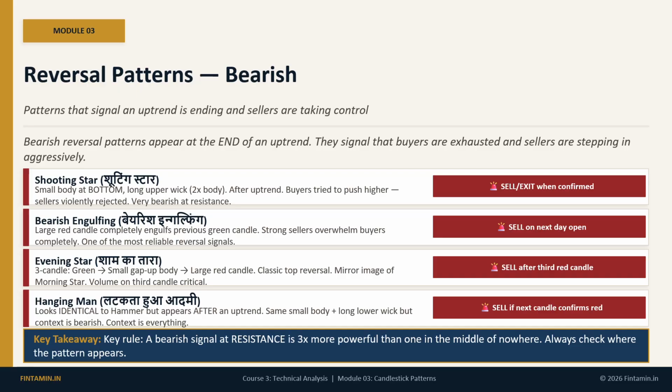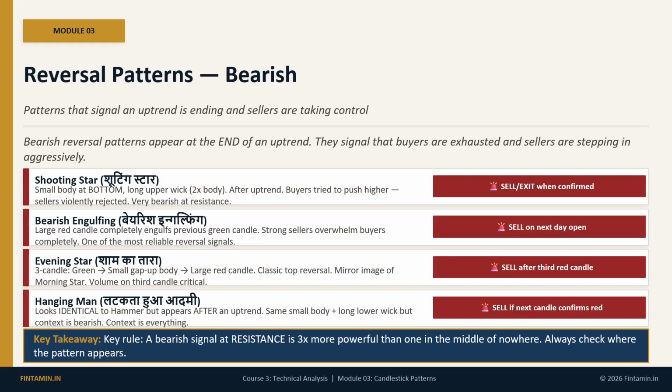Bearish engulfing. A large red candle that completely engulfs the previous green candle. One of the most reliable bearish reversals. Strong sellers overwhelming buyers. Evening star. The mirror image of morning star. 3 candles. Green, small gap of body, large red. Classic top reversal. Volume on the third red candle is critical.